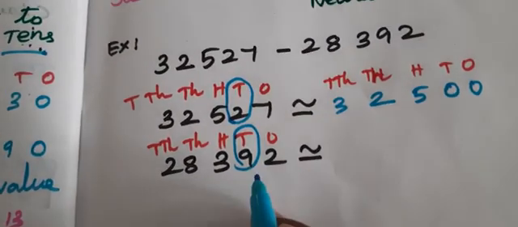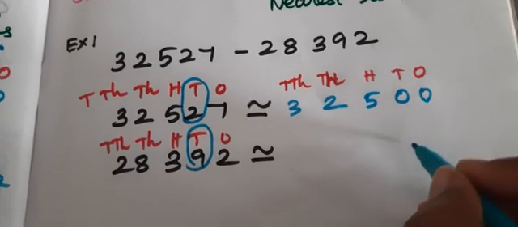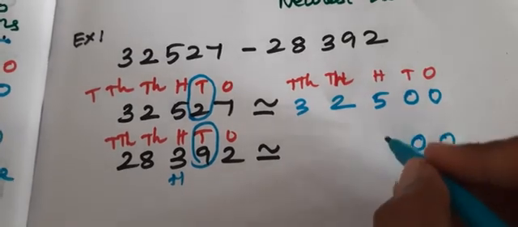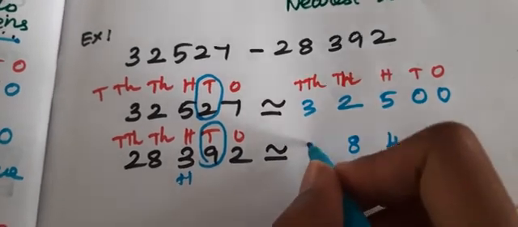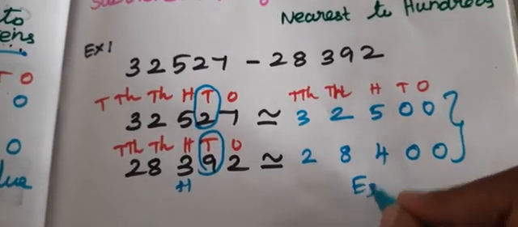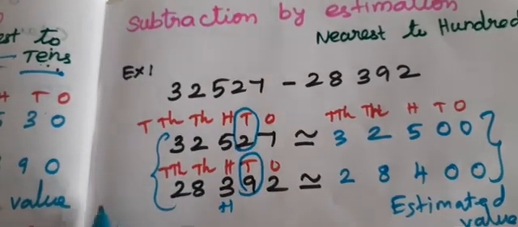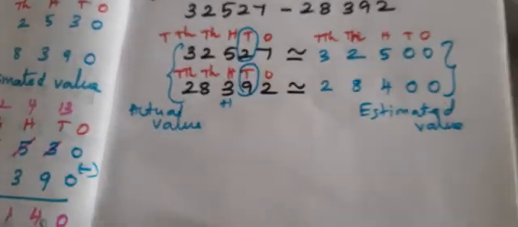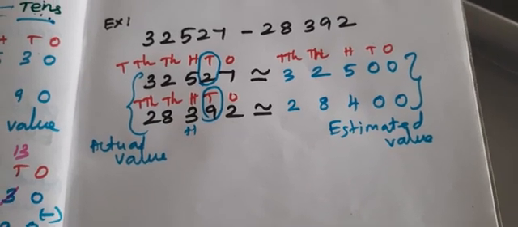Okay, next sum. 9 in tens place. 9 is more than 5. More than 5 means we have to put 0 in tens and ones place and add 1 in 100 place. So it will change to 4. Okay, next, remaining you write as it is. 8 in thousands place, 2 in 10,000 place. Here this value we call the estimated value. In this part we call the actual value.